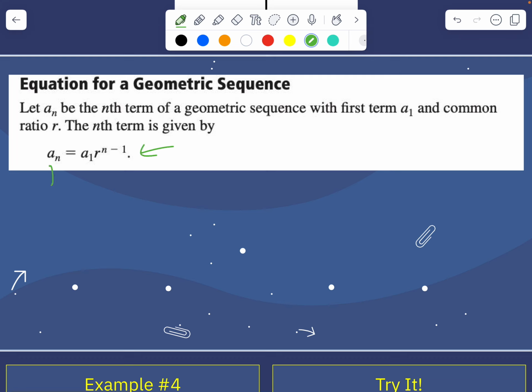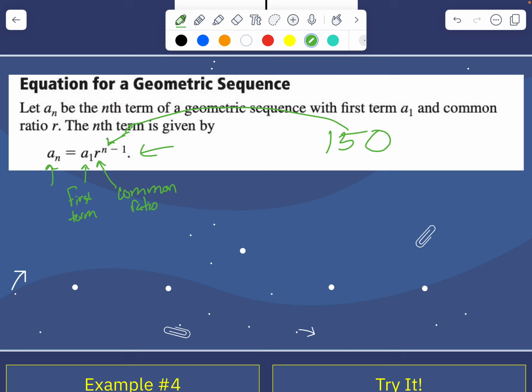Just like with an arithmetic, a sub n just means that's the term that we're looking for. A sub 1 stands for my first term. R is my common ratio. N is just the term position that I'm looking for. So if I say, hey, I want you to find the 150th term, you're going to write this equation and plug 150 in for n.